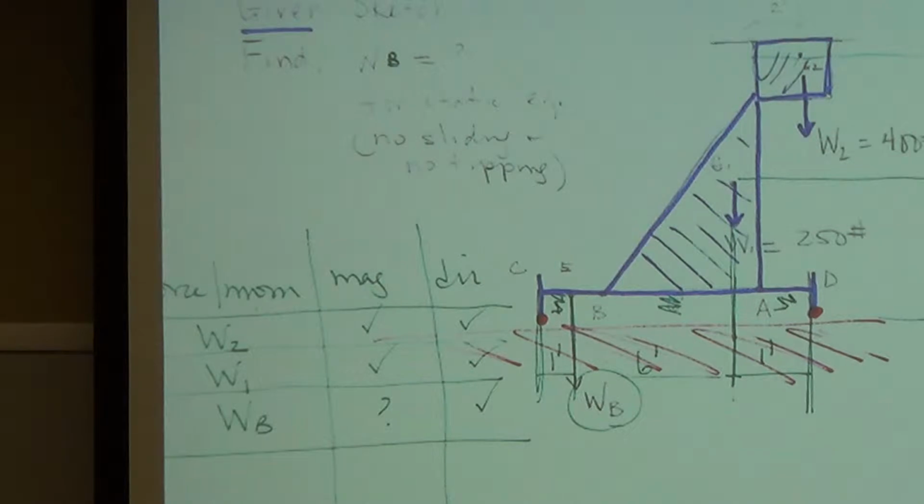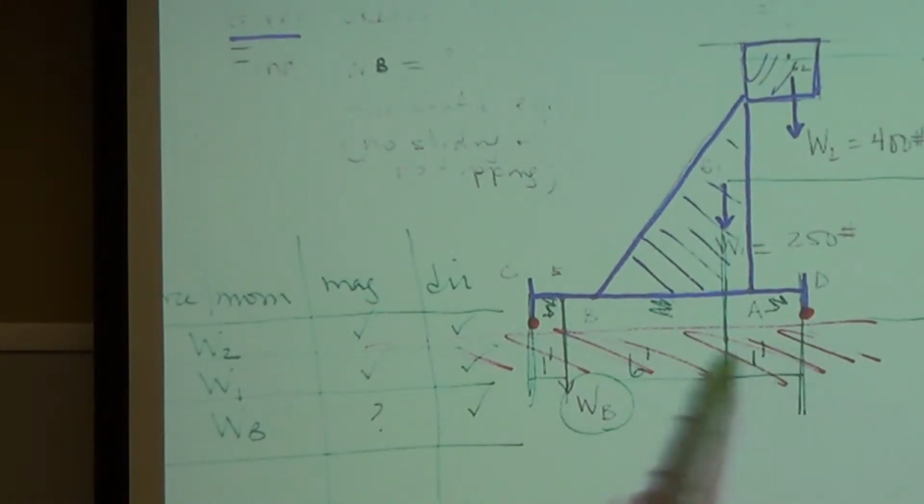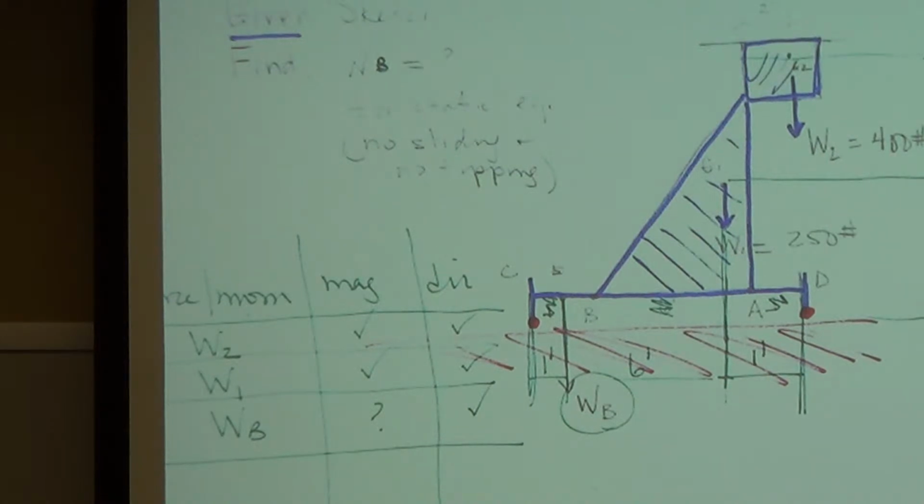What about the connections at C and D? What's going on? I guess they can be fixed. Just resting on the surface. See here, the surface? Okay, so they're normals. You want to call them normal C and normal D?